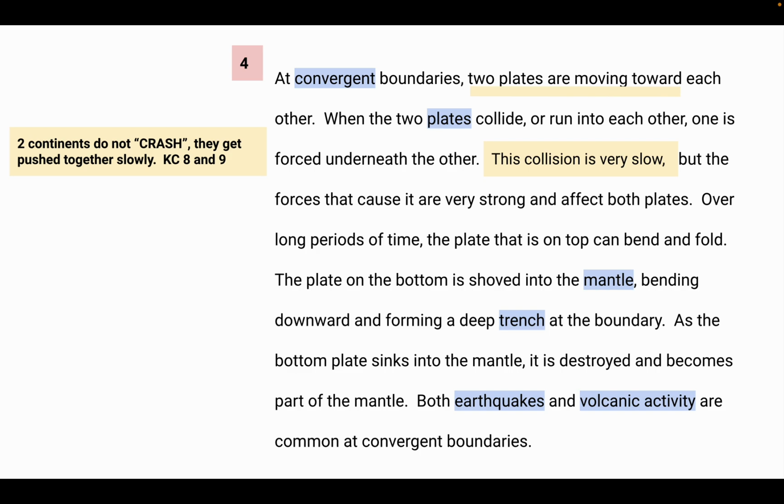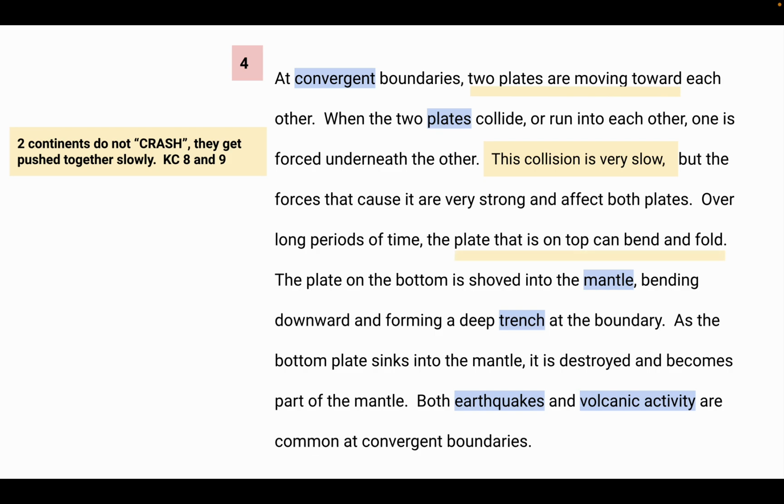Now, I'm looking at key concept 8 and 9. That will explain why I know they don't crash into each other. I'm giving you these key concepts. You should know them by now because you've written down the vocab words and you've been studying. But key concept number 8 and 9 describe what happens at convergent plate boundaries.